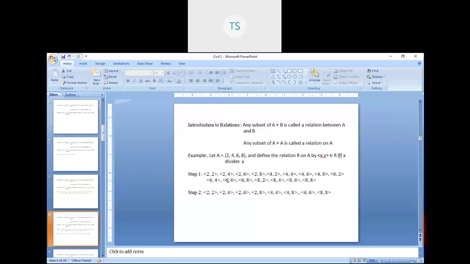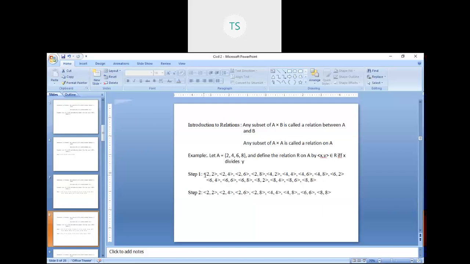So if you verify all this and the last one, you will get this ordered pair (8, 8). So 8 is divisible by 8, so I have included (8, 8). So these are the elements, these are the ordered pairs which will satisfy this particular condition.